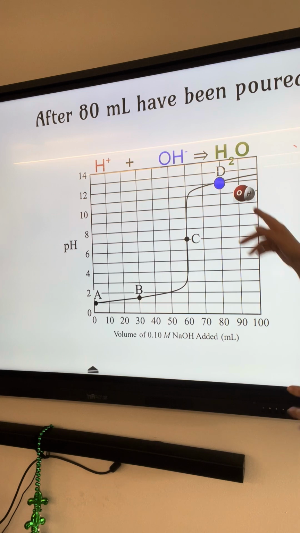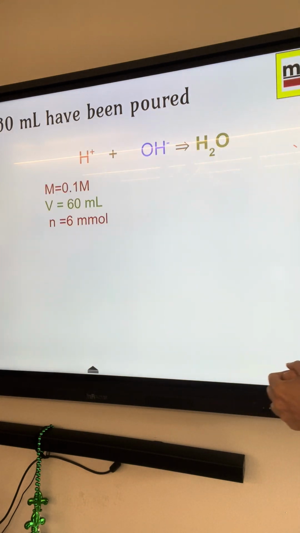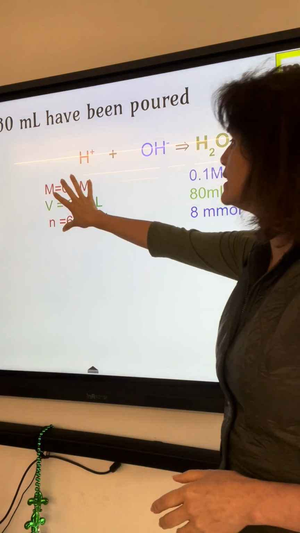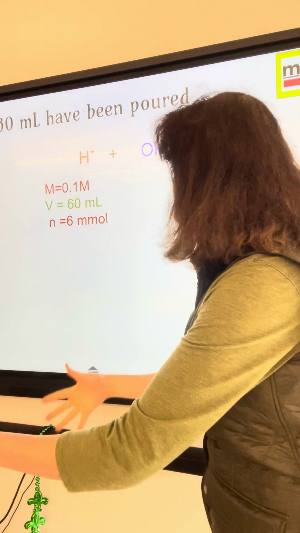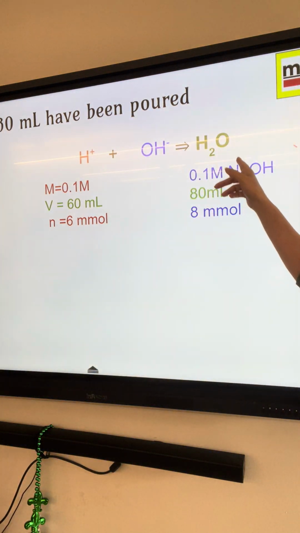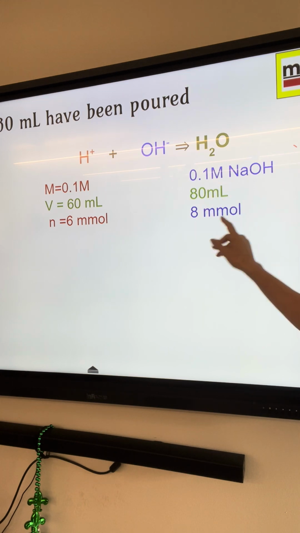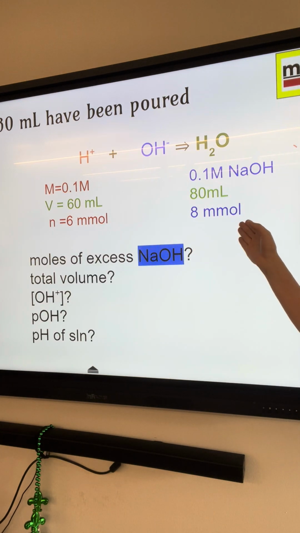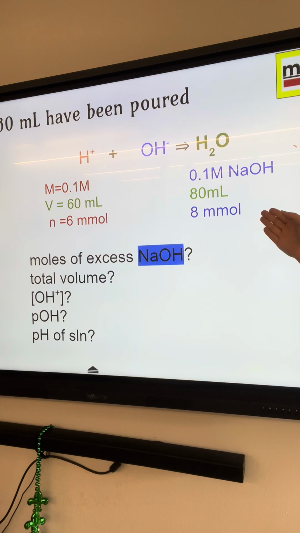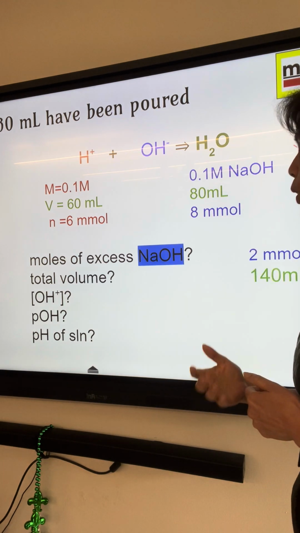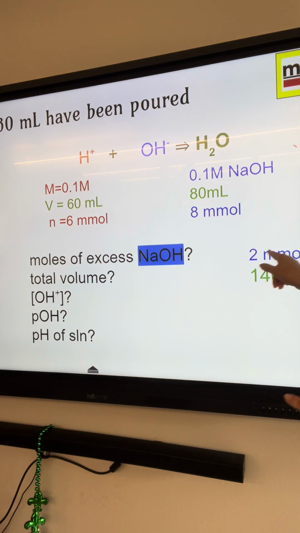We're gonna add some extra. We're gonna keep dropping more base. Again, always the same titrant, that doesn't change. What we had is the titrant. Now we have 80 milliliters, so that's 8 millimoles. I subtract them. Now which one do you have in excess? OHs, right? So you're not gonna get the pH right away. You're gonna get the POH. So you have 2 millimoles of OH.